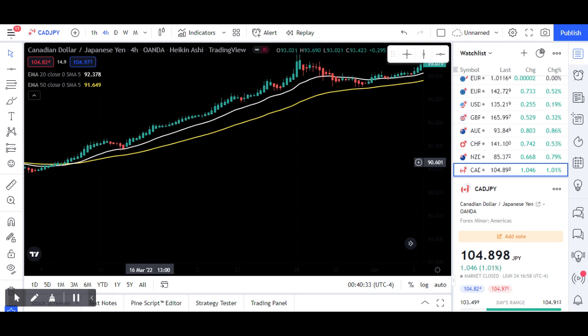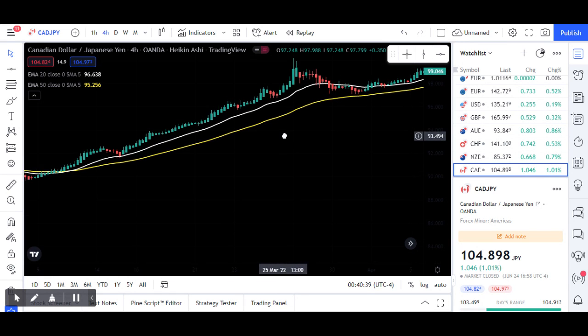As far as your take profits, I'll leave that up to you. You can exit however you like. You can use ATR to exit. You can use support resistance points to exit. You can use previous swing highs or swing lows to exit. However you like to exit, you can do so.